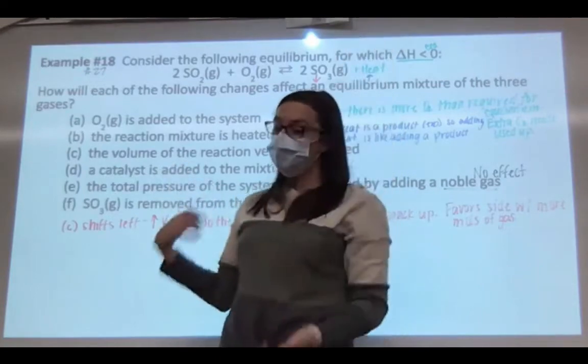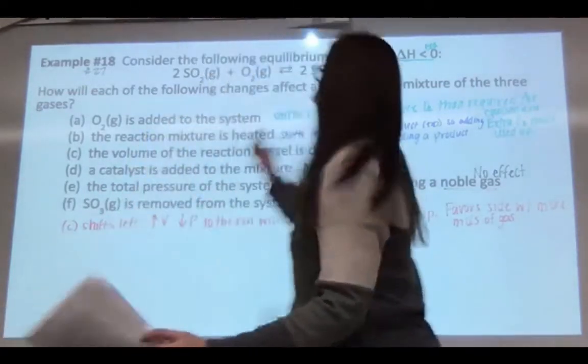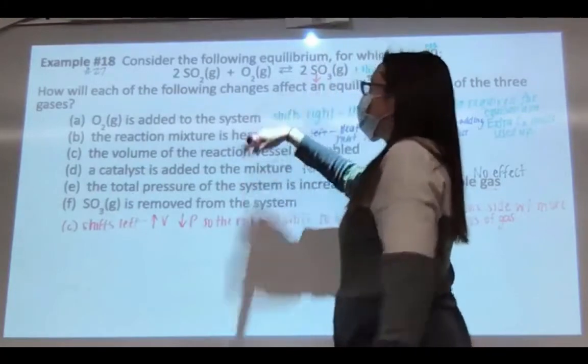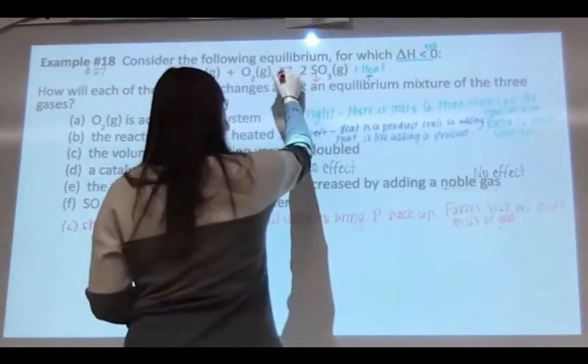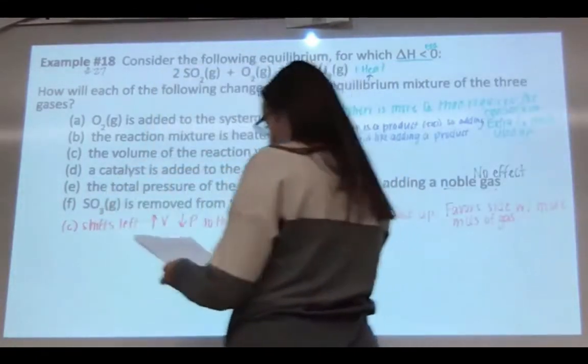So if we've removed some SO3, we've taken some away, the reaction needs to shift in a way that's going to make more of what we took away. So if it needs to make more of what we took away, we would say it shifts right.